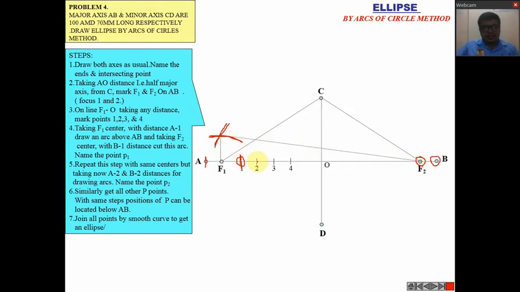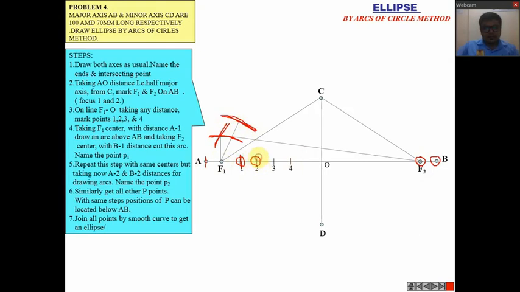Similarly, the second point is from 2. So what you have to do? Take a distance from A to 2, that is A2, F1 as a center, and make an arc here. The arc will be something like this.